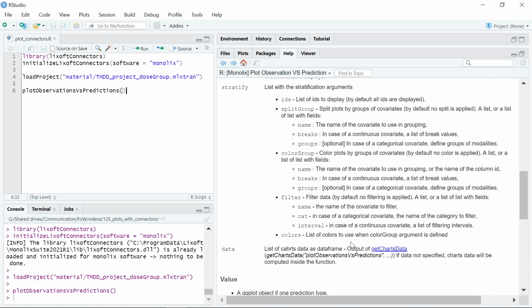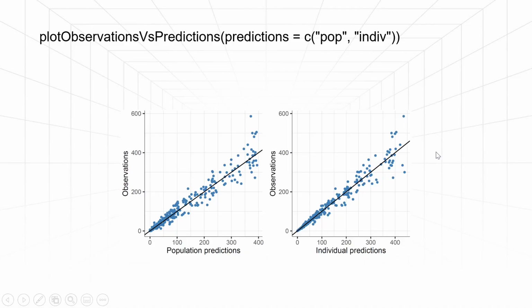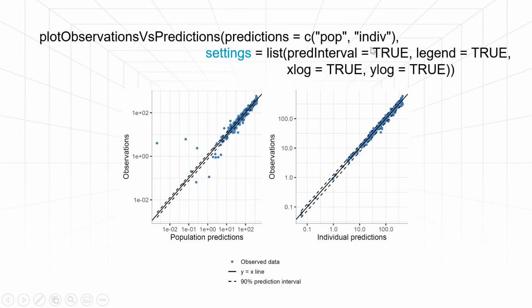Let's have a look at some examples. First, specific arguments allow to select the subplot to display when it is applicable. For example, here, the observations versus population predictions, in addition to the observations versus individual predictions. Moreover, a list of additional elements to overlay on the plot can be selected in the argument settings. On this example, we have the 90% prediction interval and the legend, as well as log scales on both axes.